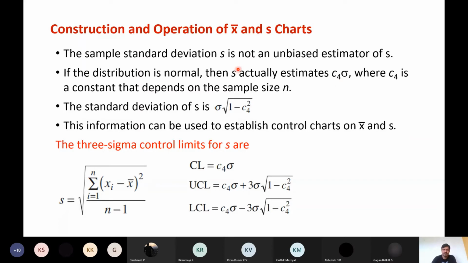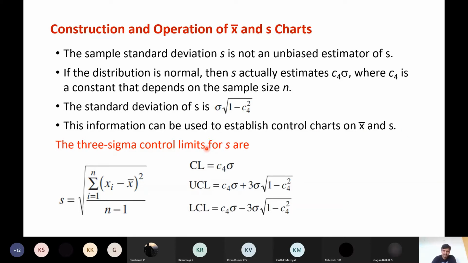There is some error with the direct calculation of S. So actually what we are able to get from that is C4 sigma, where C4 is the constant that we can obtain from table 6. The standard deviation of S is given by sigma root of 1 minus C4 square. This information can be used to establish control charts on X bar and S.